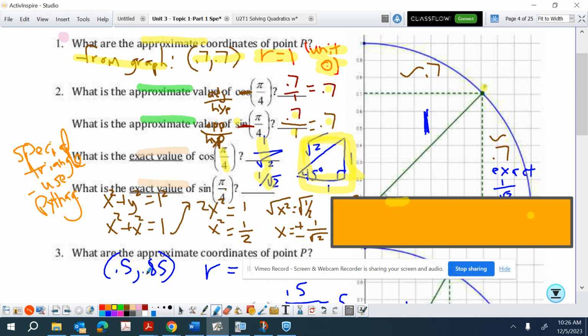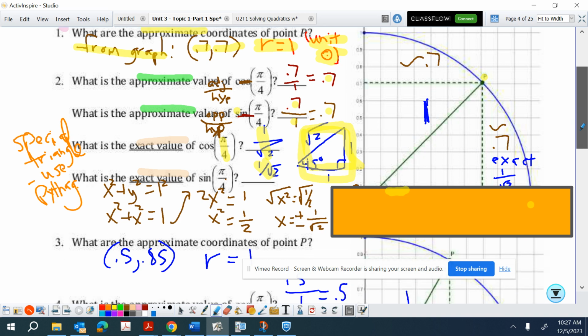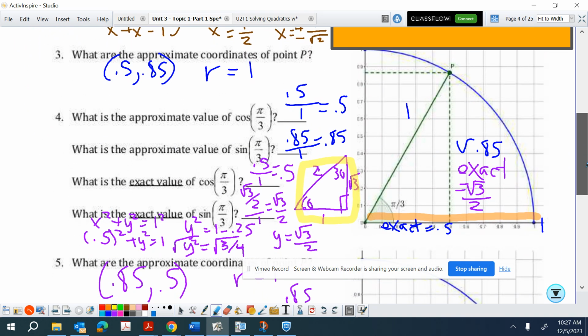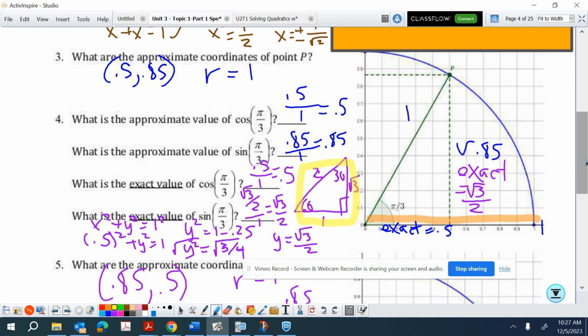So this is how you do these problems, and I suggest that you hit pause and complete this page before I expose these answers. So here are the answers to 3 and 4.